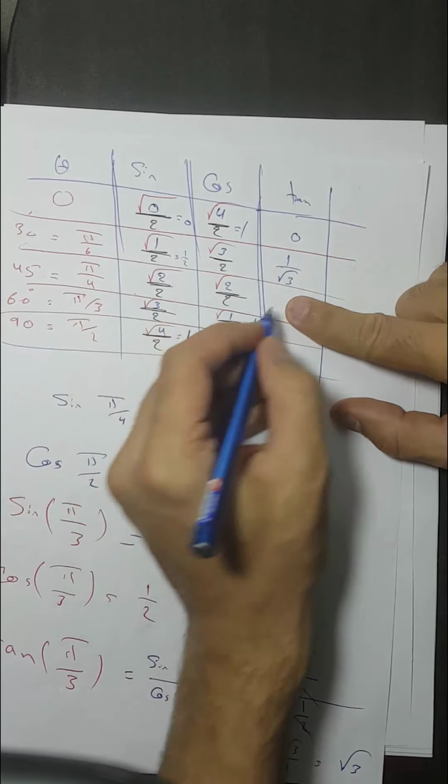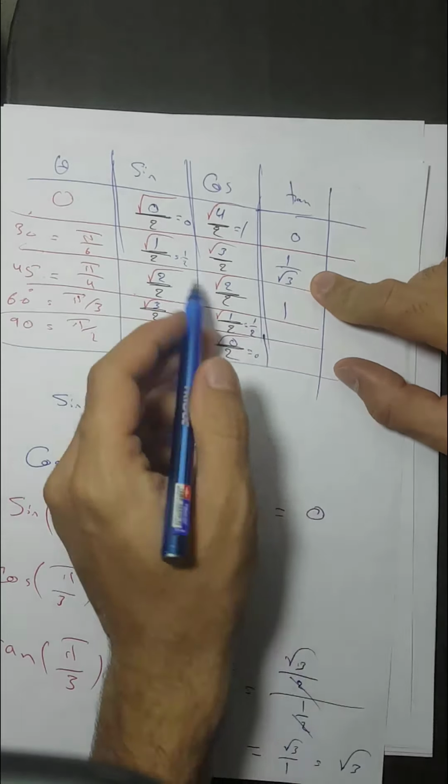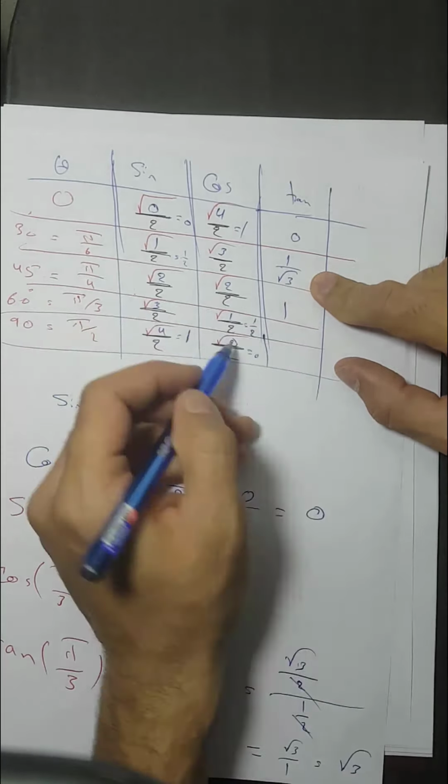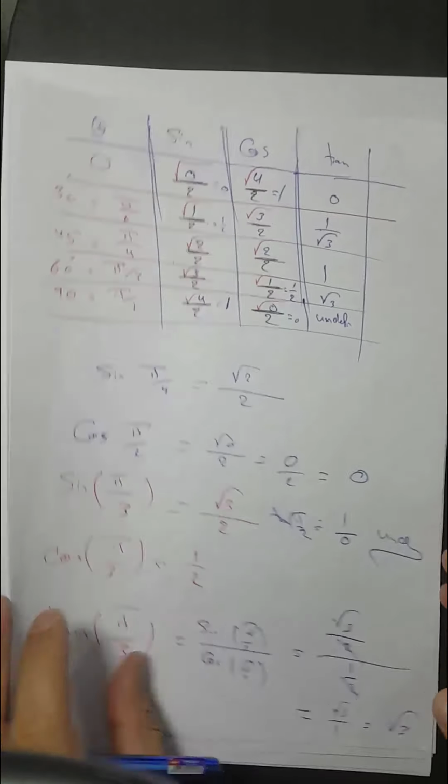How about this one? It is equal to 1, because they are like each other, and this one is undefined. Why is tan of 90 undefined? Because I know sine of 90 is equal to 1, cosine of 90 is equal to 0, and 1 over 0 is undefined. That's all. I think it's easy, and you can deal with this table.